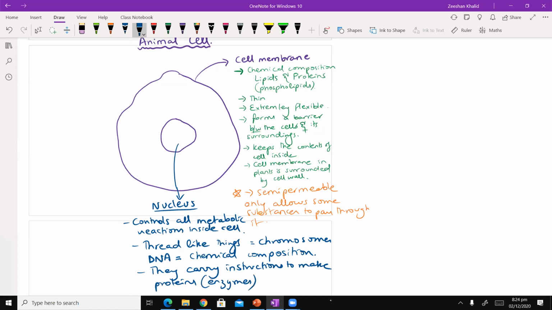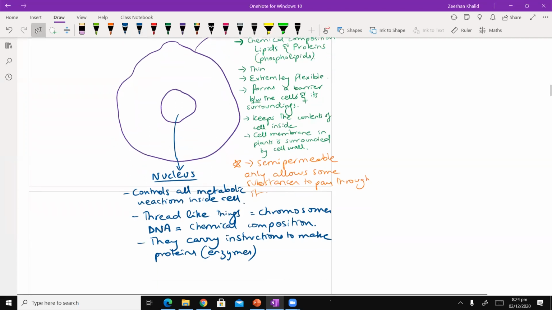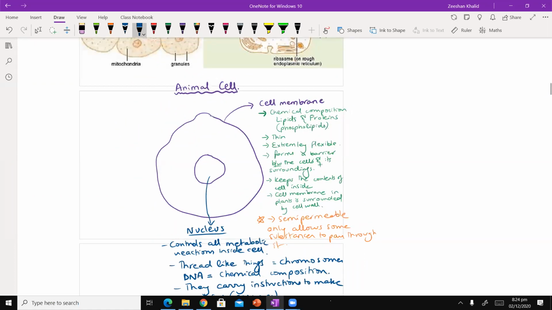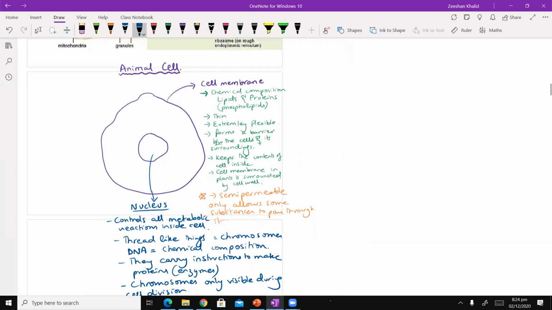Of course, there are other proteins also, but usually they're enzymes. And we also know that chromosomes are only visible during cell division. Okay? All right. So that's as far as what we need to know about the nucleus. Coming to the next thing, I think it's fairly simple. That's the cytoplasm.